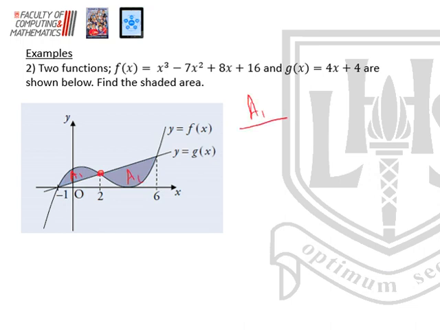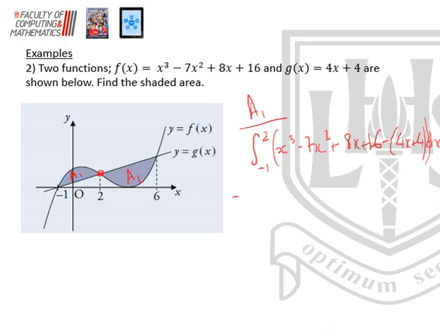Okay, so for area 1, the integral is going to be between minus 1 and 2. The upper curve is your f of x there, which is x cubed minus 7x squared plus 8x plus 16. And then you take away your lower curve, which is your line g of x in this case, which is 4x plus 4. Okay, and all of that is integrated with respect to x.